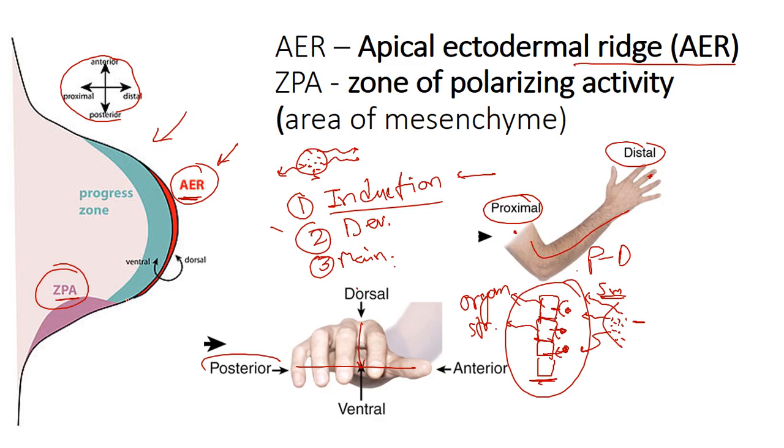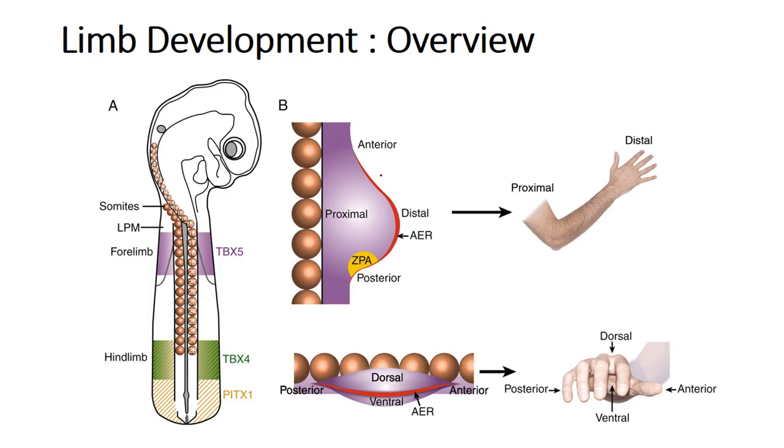Without determining the axes, the cells will not get the signal to produce a proper structure, because the structure of a hand always requires all these axes to be properly formed. Otherwise there is no meaning of having a limb in a vertebrate. So let's look at the next part.